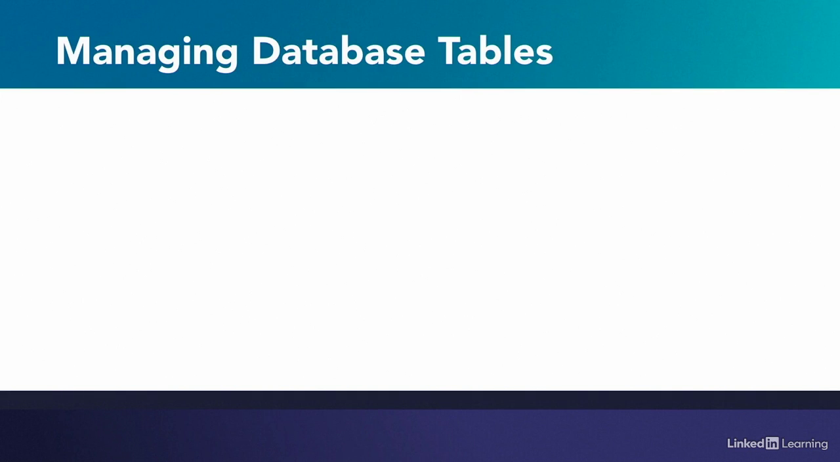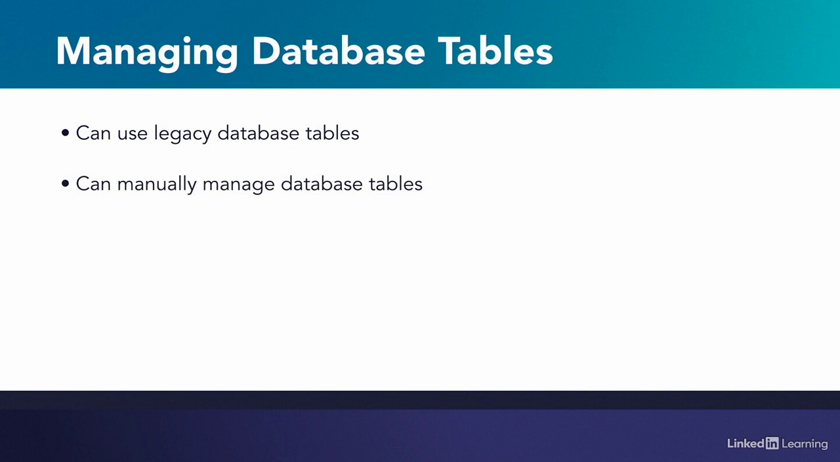There are a few ways that we can manage the database tables. You could be using legacy database tables. That is, you might already have an existing database with data in it, and you're just now trying to build a Rails front end that's going to connect to those tables. That's certainly possible. Or you could manually manage those database tables. You could log into MySQL and issue MySQL commands to create tables, to add columns, to remove columns, and manage it manually from the command line. Or the third option is to use Ruby on Rails migrations. And that's what I want to show you how to do here.